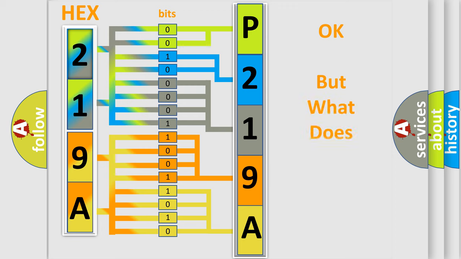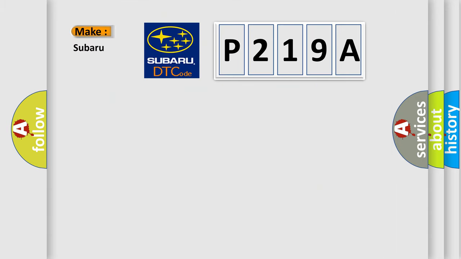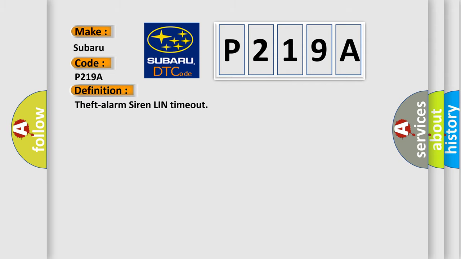The number itself does not make sense to us if we cannot assign information to what it actually expresses. So, what does the Diagnostic Trouble Code P219A specifically mean for Subaru? The basic definition is theft alarm siren LIN timeout. And now this is a short description of this DTC code.